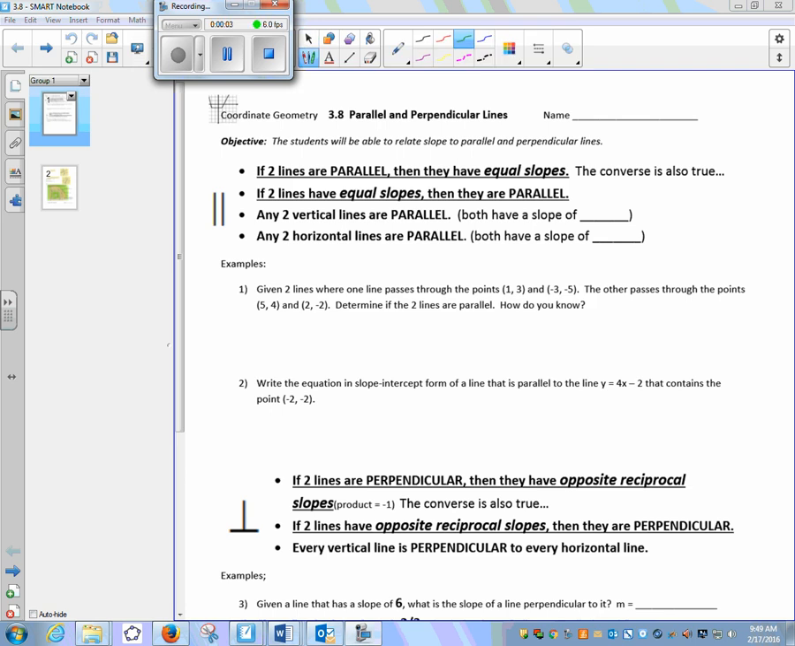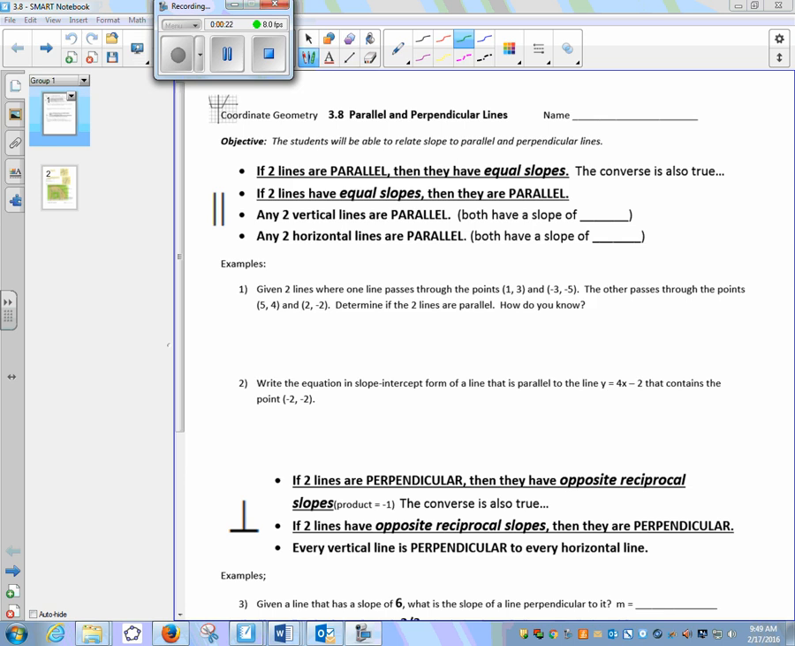Hello, this is Mrs. Myers, and we are going to be learning some coordinate geometry today. And we're going to be talking about parallel and perpendicular lines and how that relates to the slope in a coordinate plane when you've graphed a line or when you have the equation of a line.